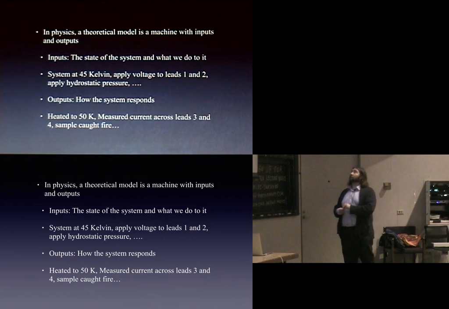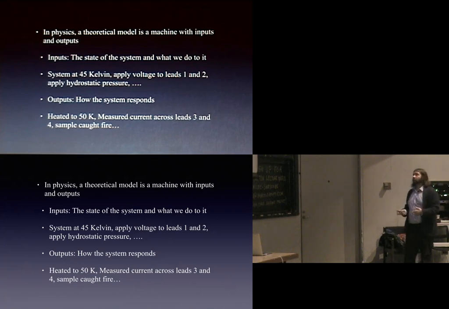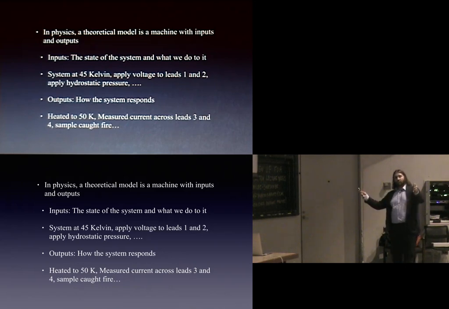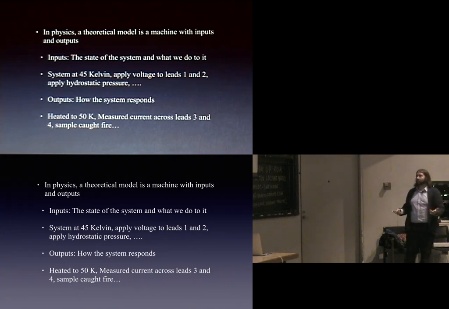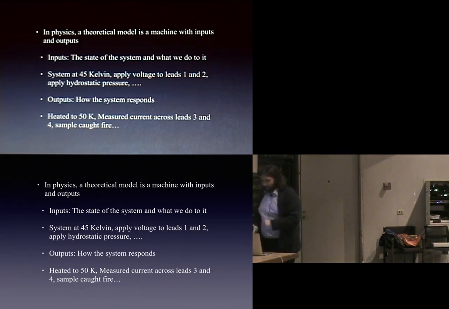So what is a theoretical model? A theoretical model is just a machine. It has inputs and outputs. The inputs of a theoretical model are the state of the system and what you're going to do to it. So you say you have your material, it's 45 Kelvin, I apply some voltage, I apply some pressure. And the theoretical model is supposed to tell you what happens, how the system responds. You say, maybe you heat it up, you measure some current response, it caught fire, lab burns down, something bad happens. This is the reason that I'm not an experimental physicist.